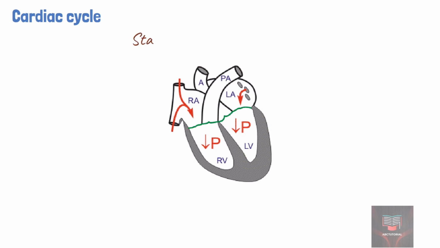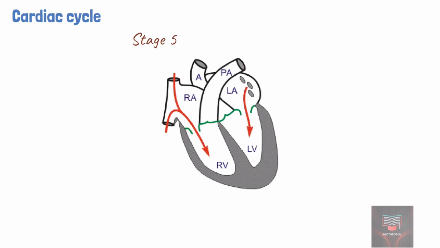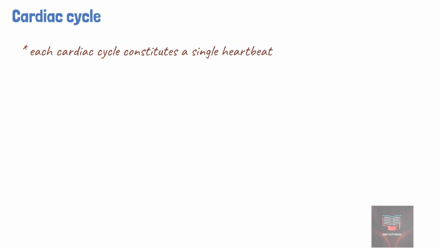The fourth stage is the period of ventricular relaxation between the closure of the outflow valves and the opening of the atrioventricular valves, and is known as the period of isovolumetric relaxation. At the fifth stage, there is opening of the atrioventricular valves and filling of the ventricles with blood. Sometimes a third heart sound, S3, may be heard during this period. The cardiac cycle starts again with contractions of the atria. Each cardiac cycle constitutes a single heartbeat.